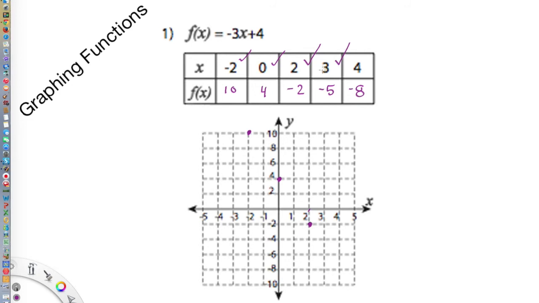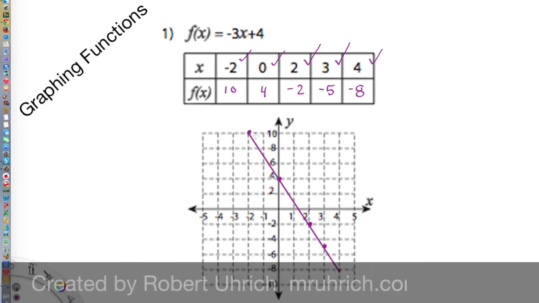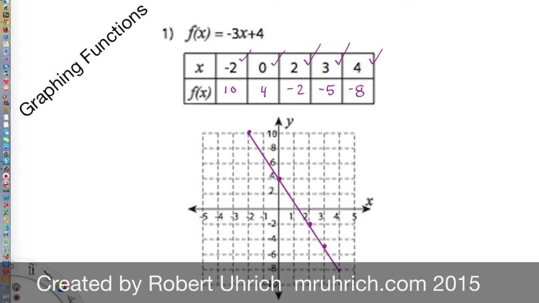And then when x is 3, y would be negative 5, which would be right there, approximately. And then the last piece of data that we have is when x is 4, y would be negative 8. And we should be able to connect these together, there is our straight line. So we graph this function, and we have a downward sloping line, and do the rest of the problems just like this one. Have fun.